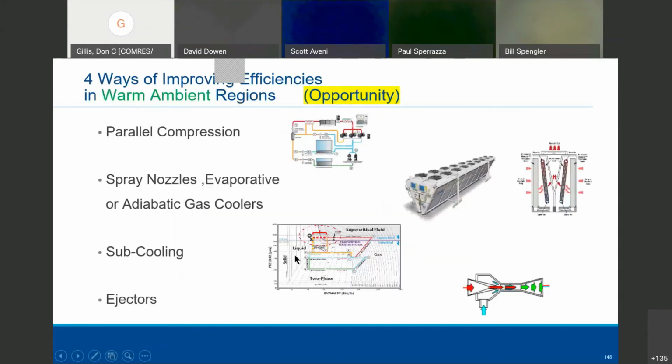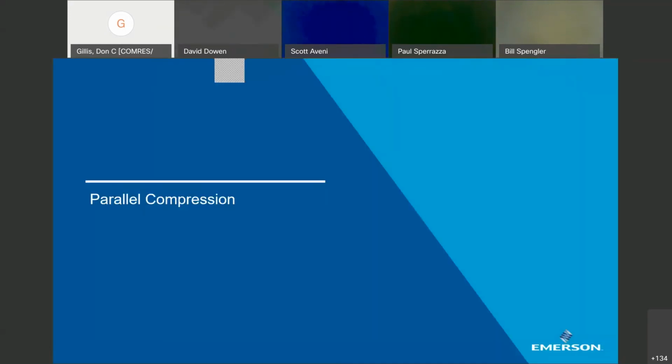Four ways of improving efficiencies in warm ambient regions. I'm going to go through these one by one. We have parallel compression. We have adiabatic, which is nothing more than either spray nozzles and evaporator adiabatic coolers. And then we have a mechanical subcooled braze plate, and then we're going to talk about the new kid on the block, the ejectors. Okay.